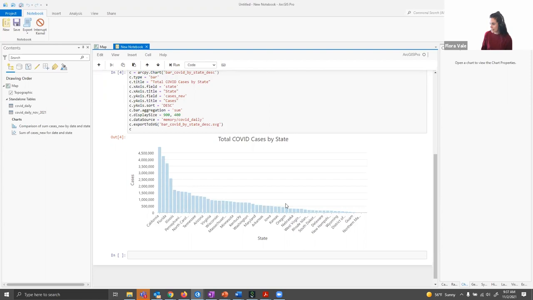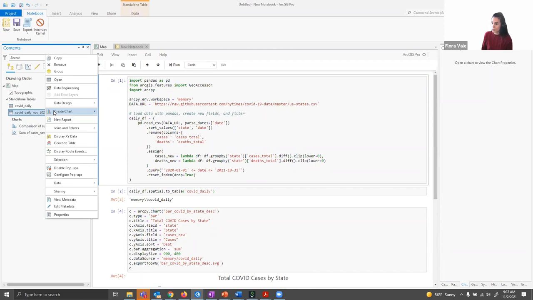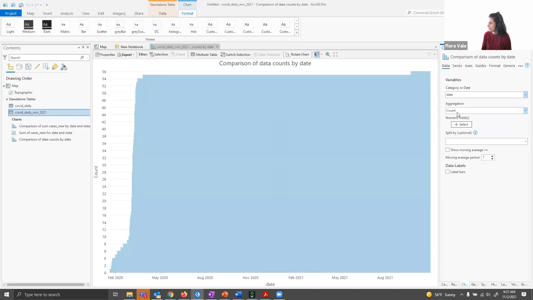But I want to take a look at this temporally. So I am going to create a bar chart and I'm going to use a date field. And now we're just counting how many records happen on each date. Not interesting. What I want to do is summarize new cases. So I'll add my numeric field.